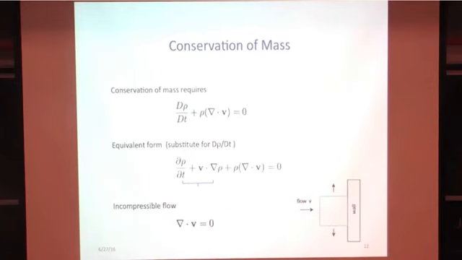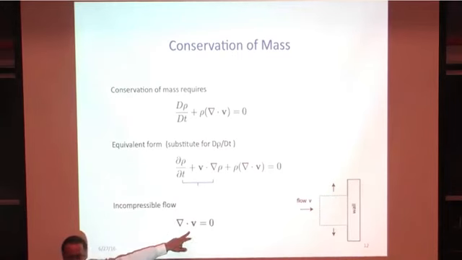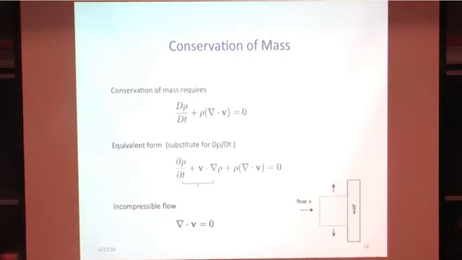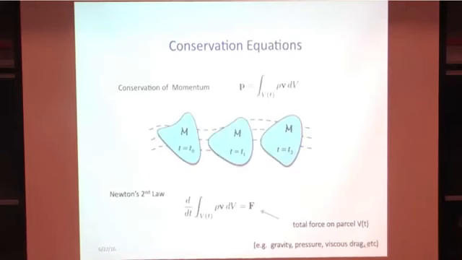So here are a variety of different ways of simply writing the conservation of mass equations, with the reminder that if density is constant, you get an equation that says the divergence of velocity is 0. Questions about conservation of mass?